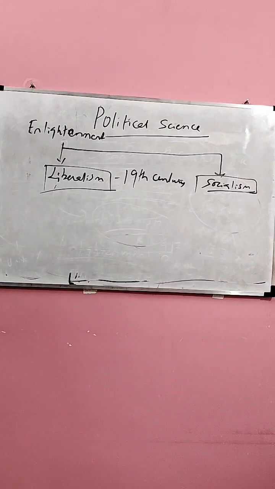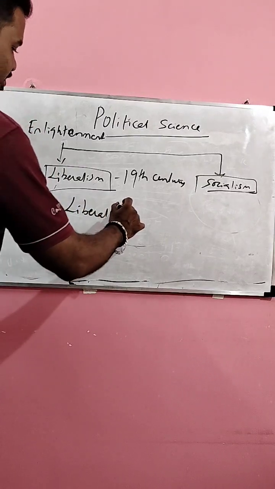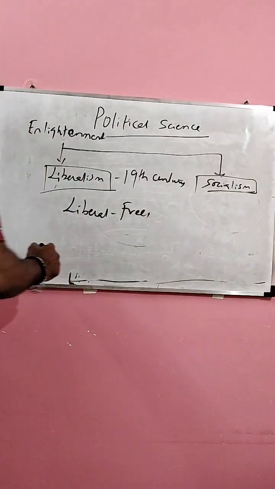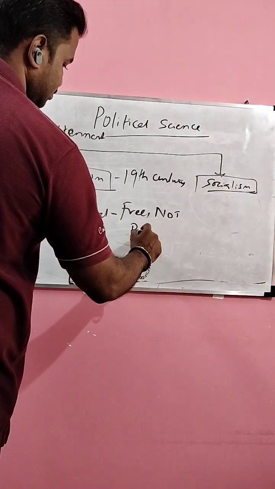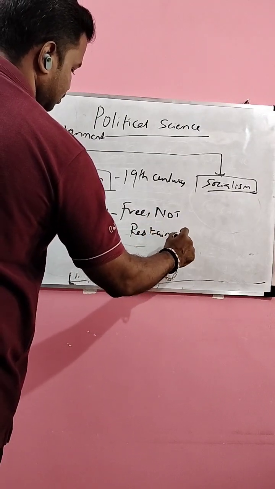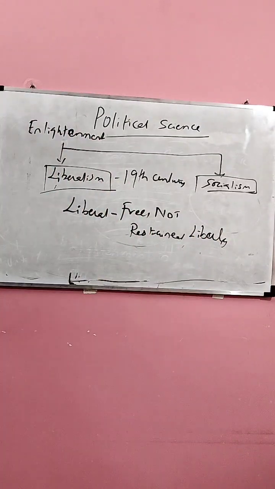Now what is liberalism? The word liberalism contains the word liberal. Liberal is related to these meanings: free, not restrained, liberty, and so on. So liberalism was talking about the freedom of man. It was talking about the autonomy of man. It was telling why man should be free. So this is basically liberalism.